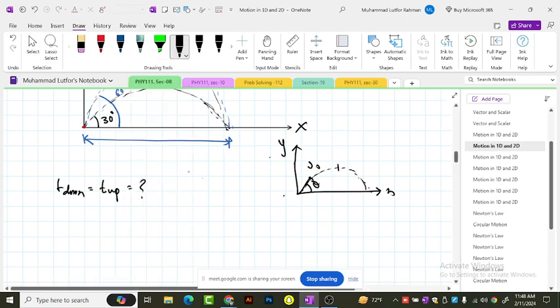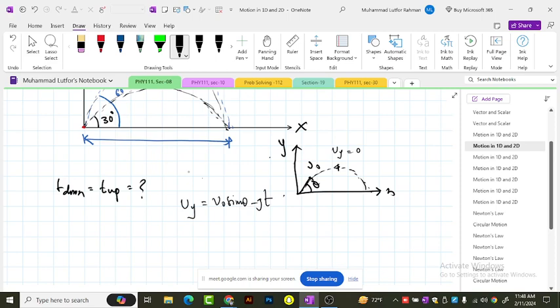I know when this object reaches the maximum point, what its vertical component of velocity should be. At the top point, I know Vy is 0, right? And I can find the velocity Vy, which should be V0 sine theta minus gt. Can I write down this one?